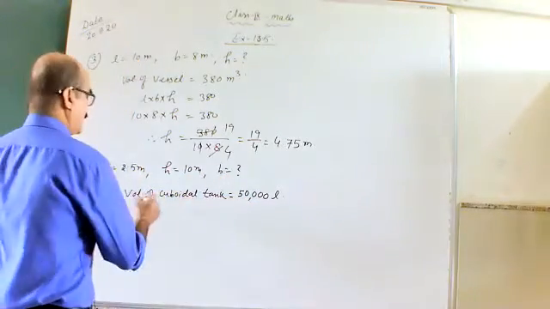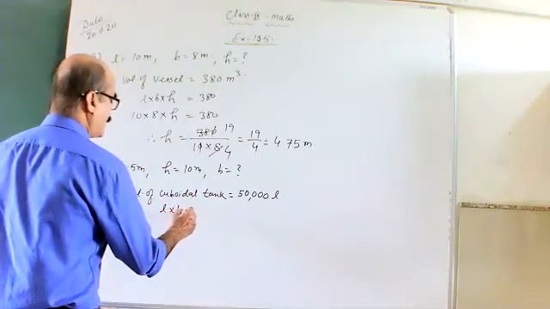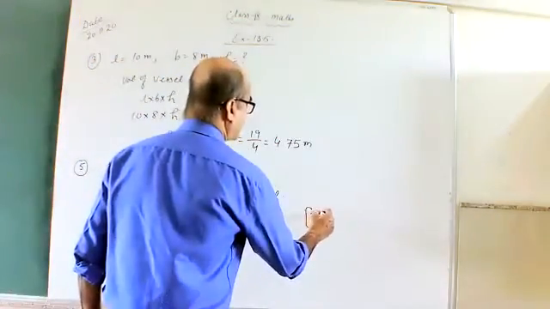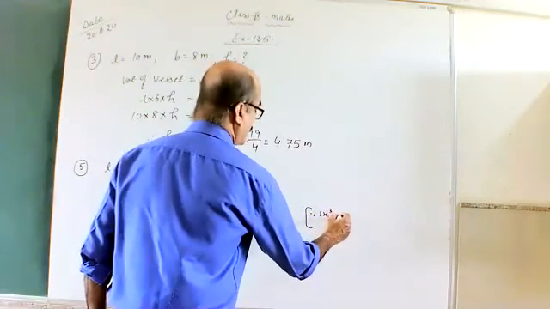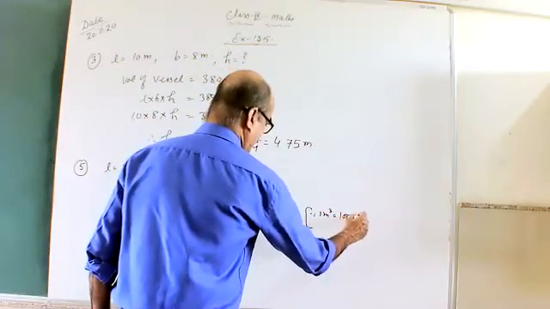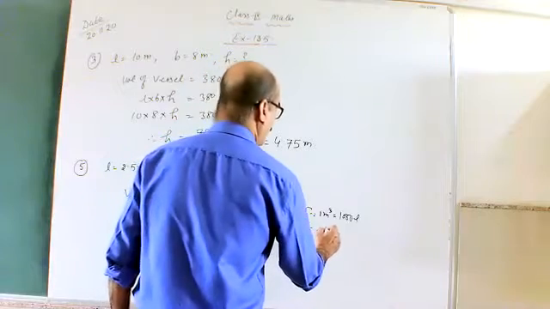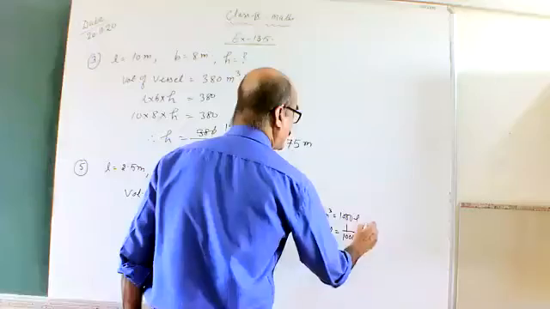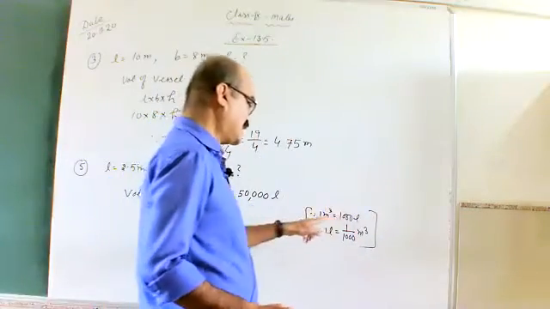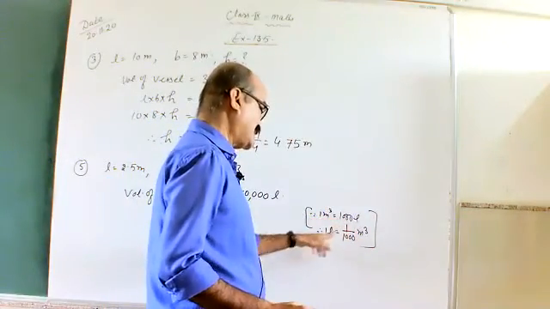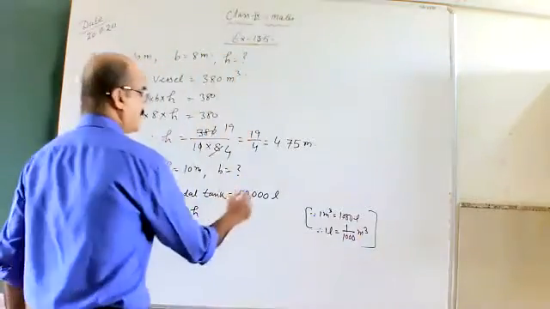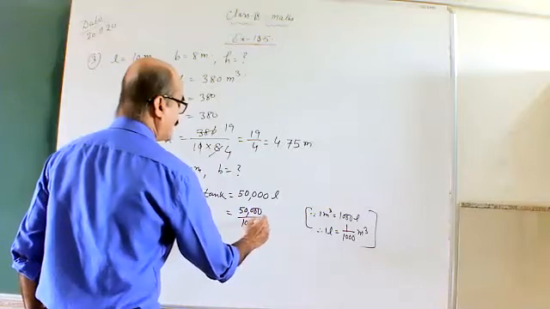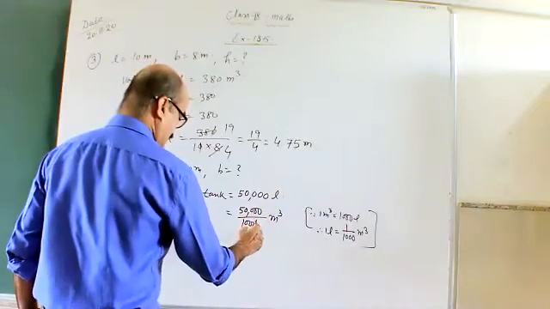The volume of the water tank is L into B into H, which is equal to 50,000 liters. And as you know, 1 meter cube is equal to 1,000 liters, so therefore 1 liter is equal to 1 by 1,000 meter cube. So convert this into meter cube, that is 50,000 divided by 1,000 meter cube. So 3 zeros are cancelled.